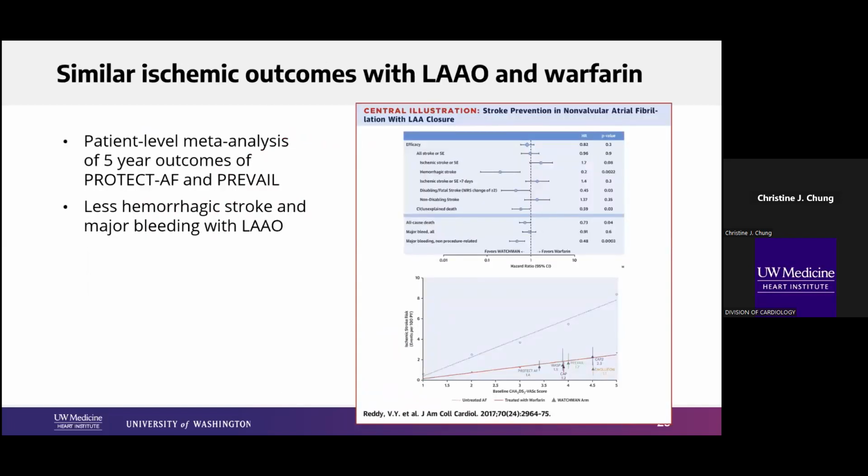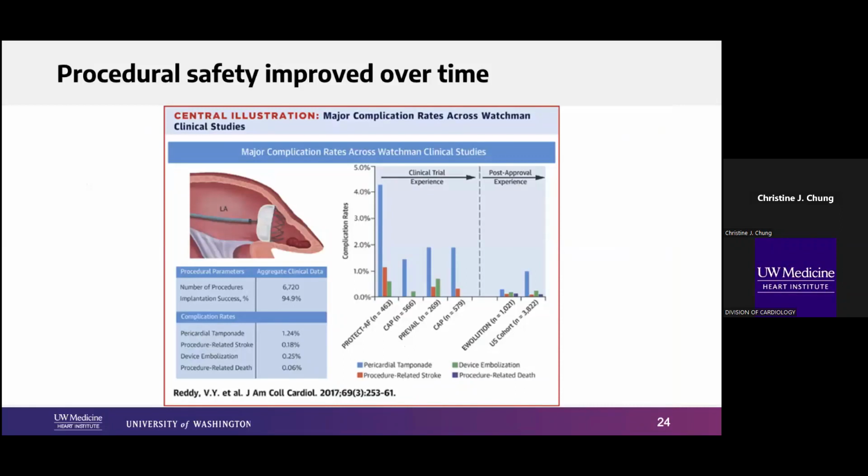This is a meta-analysis of the 5-year outcomes of both of these two pivotal trials, showing that with LAAO devices, this is in a little over 1,000 patients, there is less hemorrhagic stroke and less major bleeding. And once the first generation Watchman device exited the clinical trial phase and entered clinical practice, you can see on the right-hand side there, those are the real-world registry results showing that this improved safety profile has been sustained despite the fact that it's getting rolled out to more centers and more operators.